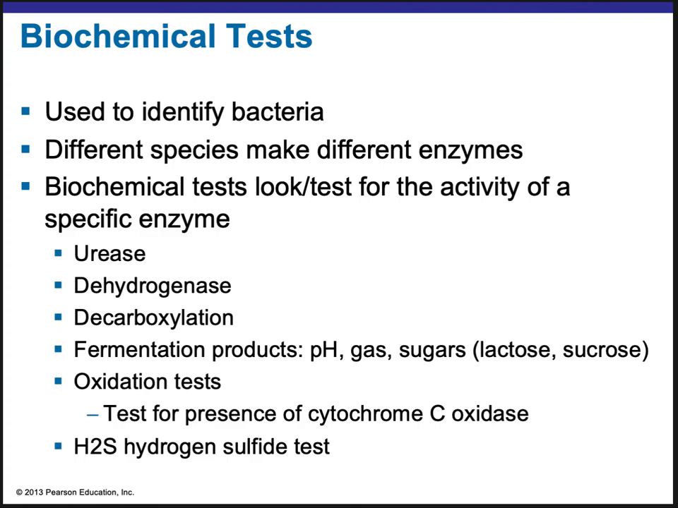And so by doing different biochemical tests, you can identify what bacteria you have, okay? You typically start out with a gram stain, so you at least know if you're dealing with gram positive, gram negative, acid fast, and then you can do these different chemical tests, okay?